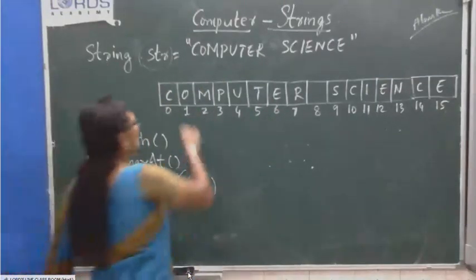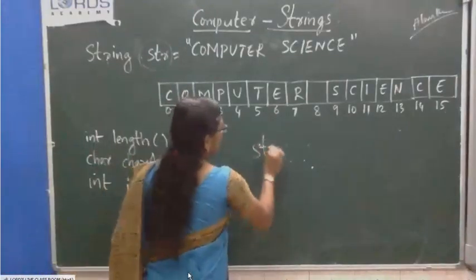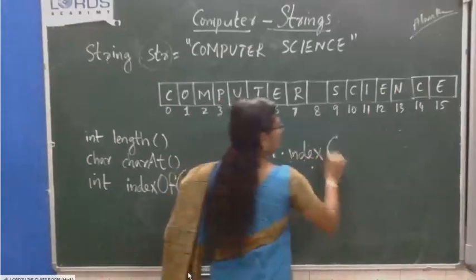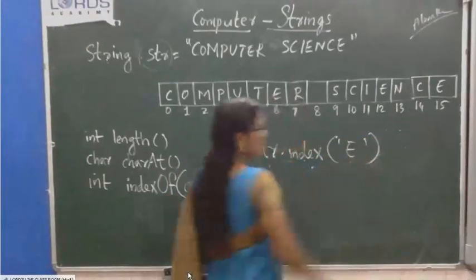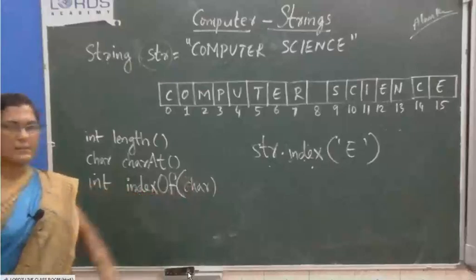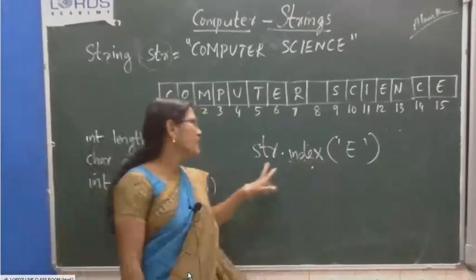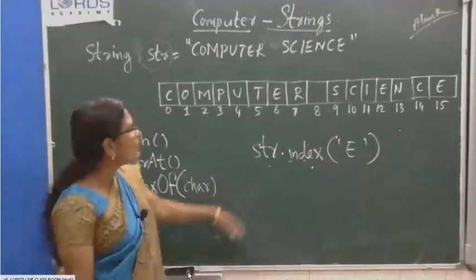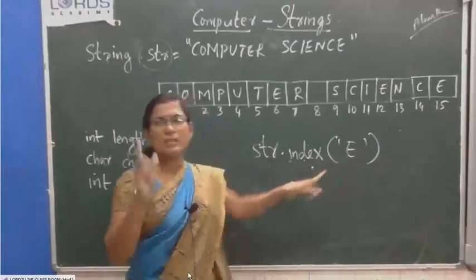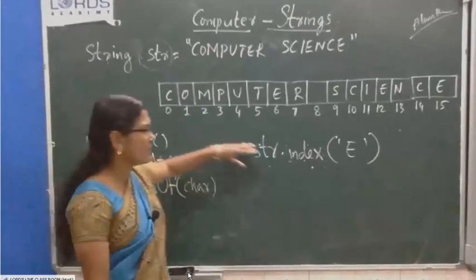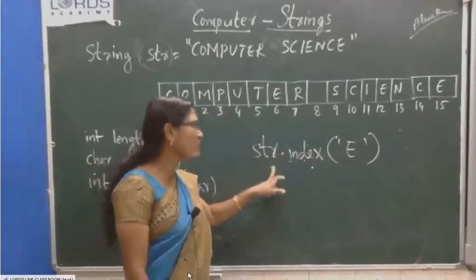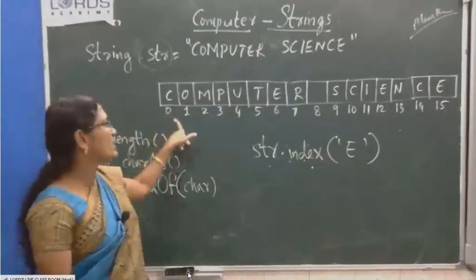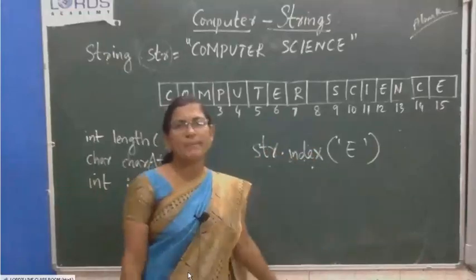The syntax is str.indexOf('E'). In single quotes you have to give the character. A character constant you have to give. str.indexOf('E') will give you the index number of the first occurrence of E in the given string. The given string is str. In this string, where E comes first, that location's index number. What is the index number of the first occurrence of E?